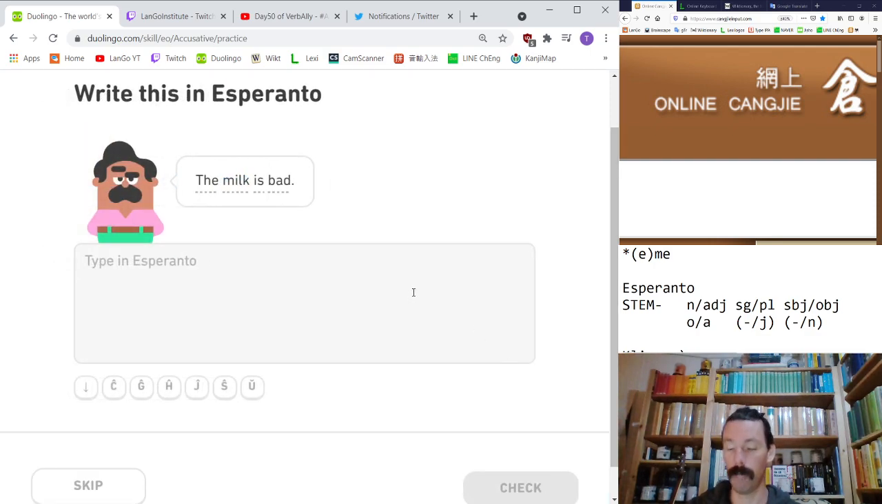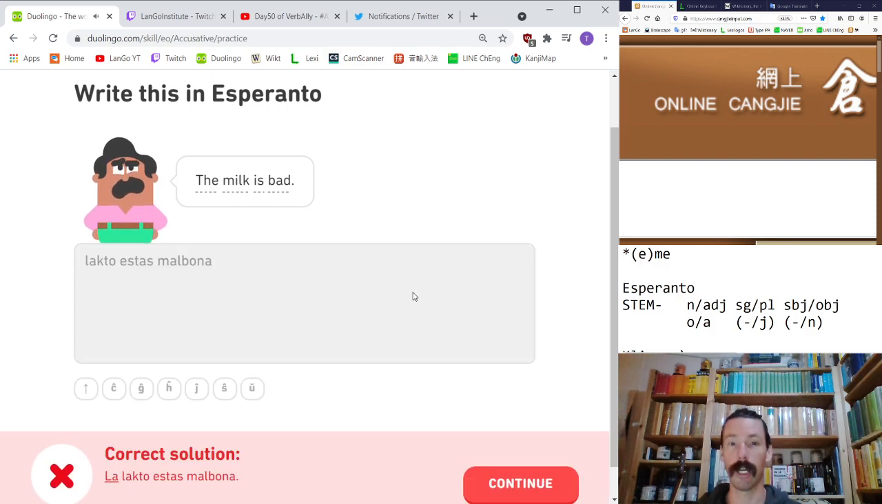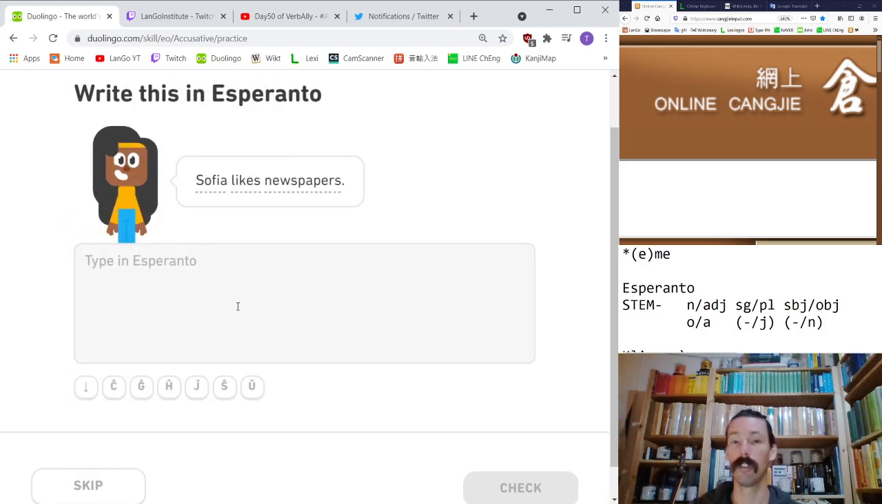The milk is bad. La lakto estas malbona, I will say. Bad good. La lakto estas malbona. So this is a real paradoxical looking thing from the Latin point of view. Bad good is what this compound would mean. Super good is what it sounds like. Well, mal-bona. La lakto est, the rest is correct.